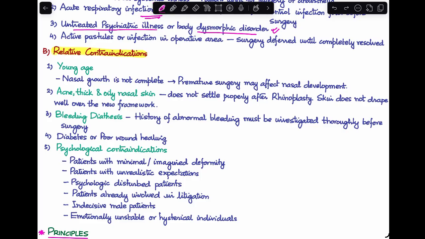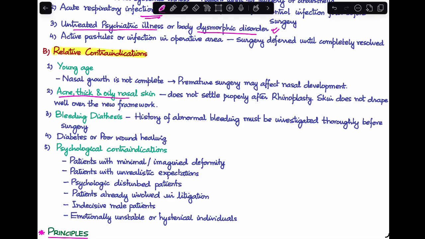Second relative contraindication is if the patient has acne, thick, and oily nasal skin. I've spoken about in the preoperative assessment class that the quality of the skin matters a lot. If the patient has an acne prone skin, and if they have very thick skin, oily skin, these are very difficult to deal with. They may not respond well in terms of healing after rhinoplasty. So these are cases that may be a relative contraindication.